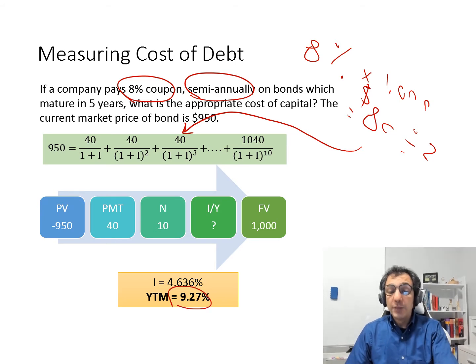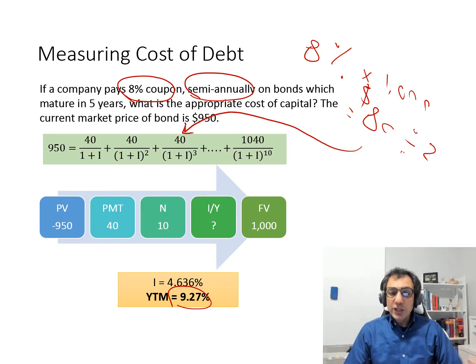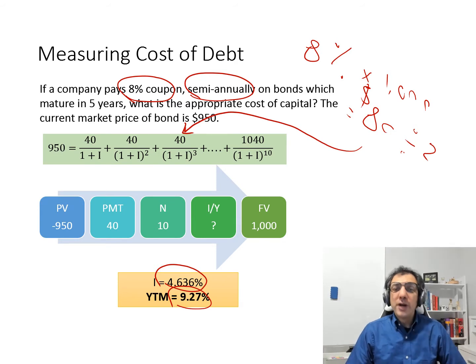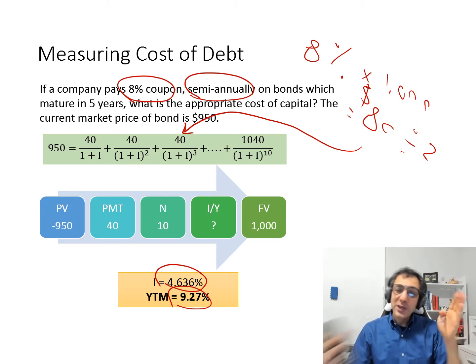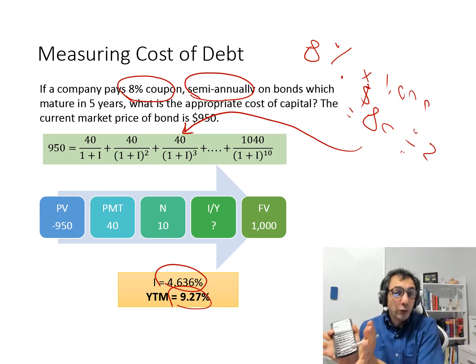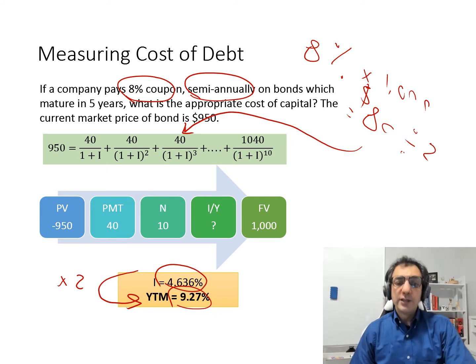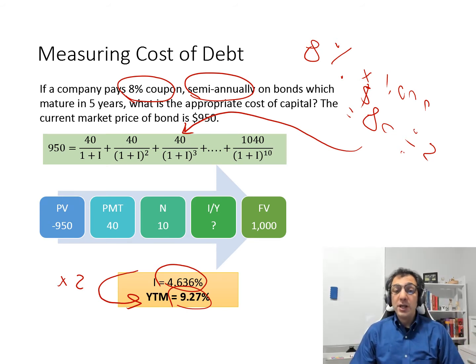You have to be careful here because when you are using your financial calculator, it gives you the interest rate for that 6 months, which is 4.6%, as you see here. However, as we discussed in the module related to bonds, the YTM should be expressed on an annual basis. How can we convert from the 6-month rate to the full-year rate? You need to multiply that by 2. So I'm just multiplying the rate I found from my calculator by 2 to find the YTM, which is 9.27%. So the cost of capital, or the cost of debt, in this case should be 9.27%, which is your YTM.